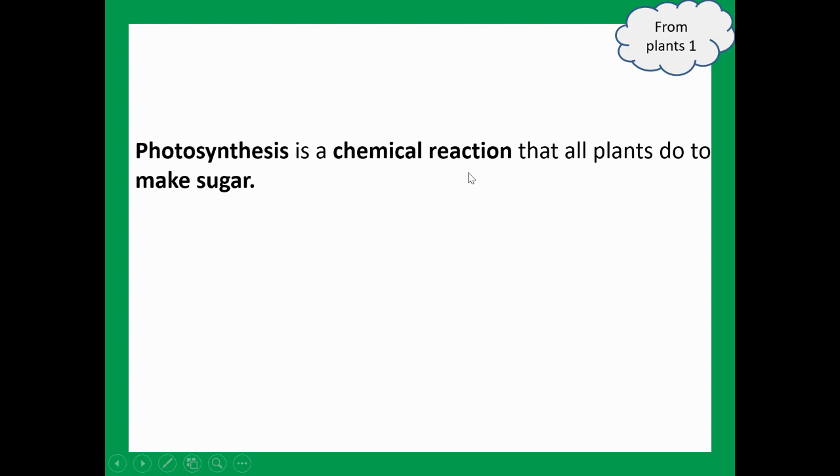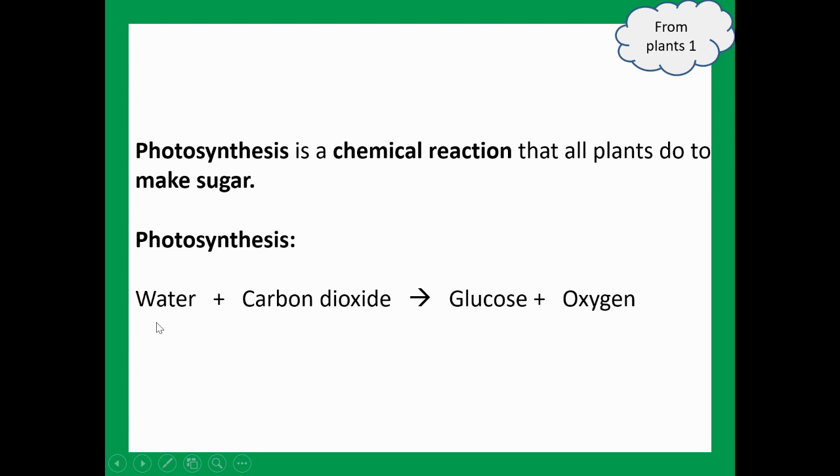Photosynthesis is a chemical reaction. It is chemistry that all plants do to make sugar. The point is to make sugars. As it's a chemical reaction, it can be written like this, with the reactants on the left and the products on the right. Water plus carbon dioxide makes glucose and oxygen.